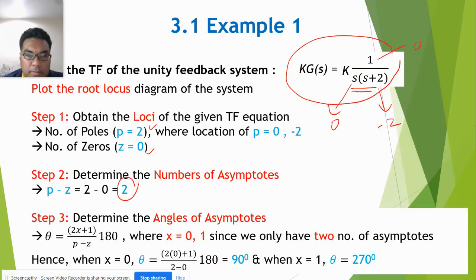Okay, as given before, define the theta. Since you have only two asymptotes, you use 0 and 1. Previously I showed that if you have 3, you replace the value with 0, 1 and 2, but this has only 2, so 0 and 1 only. So we know that we only have two asymptotes. For example, when you replace with 0, you get the first angle, which is 90 degrees, and when you replace with 1, you get the second angle, which is 270 degrees.